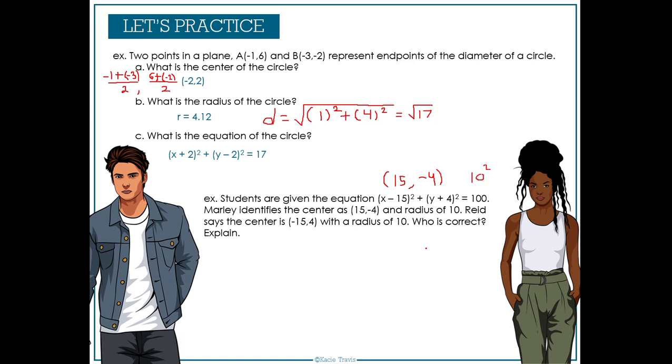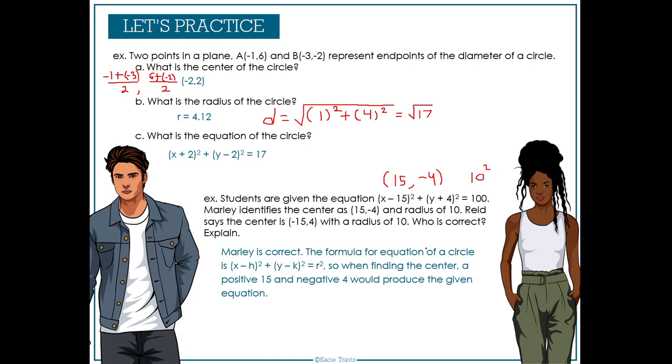So which one of these guys is correct? Our correct one is Marley here. Marley went through and used the formula, recognized that the negatives would connect, dealing with that -4, and that if it was positive, it would stay with that minus sign inside of our equation.